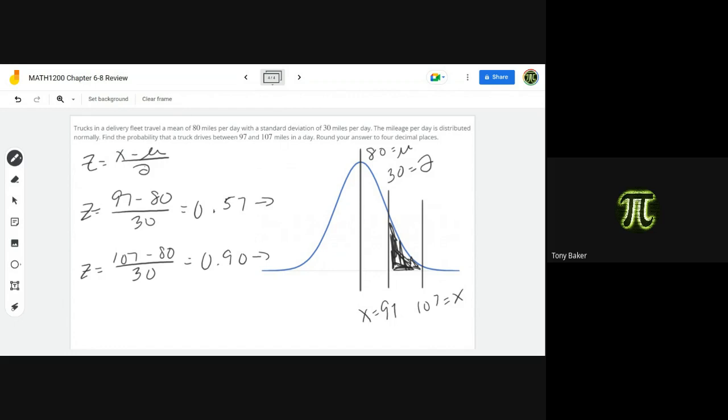When you type these in, make sure you do the subtraction first or put them in parentheses and then do the division by 30. Make sure the 30 is in the bottom, because if you just type this straight in your calculator as 90 minus 80 divided by 30, it will do the order of operations correctly, which means it divides 80 by 30 and does the subtraction from 97, which is not what you want.